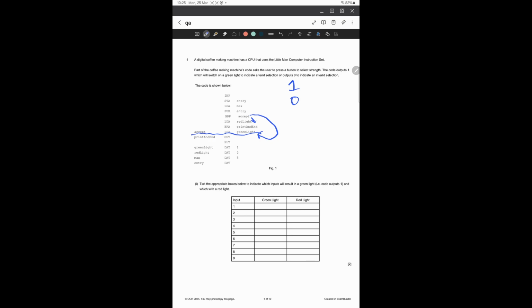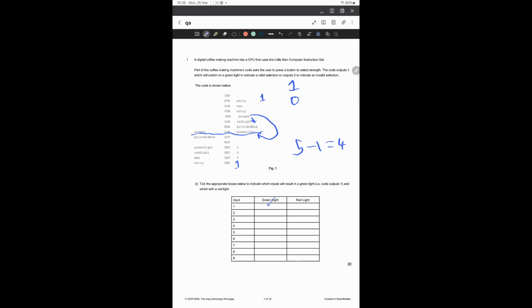So what we do, if we input a 1, so if the entry is 1, we're going to store that in entry, so that'll be 1 there. It's then going to subtract whatever entry is. So we're going to load the max, so we're going to get 5. Then we're going to subtract from entry, so take away 1, that's going to equal 4. That's positive, so that's going to accept that. It's going to load the green light, and it's going to print an end. So we already know that the first one is going to be a green light.